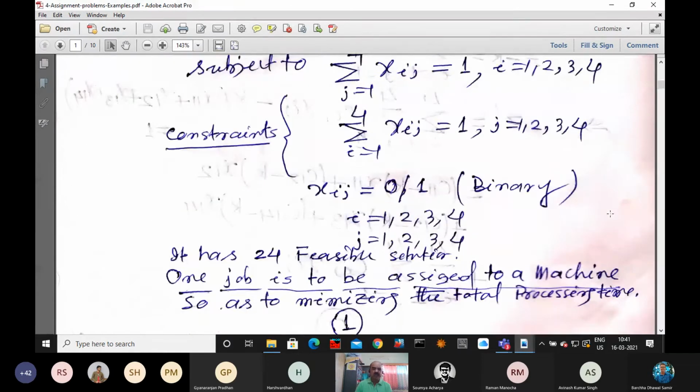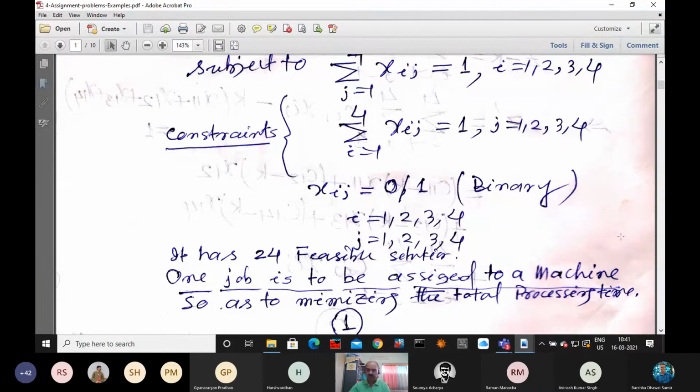I have already mentioned, since our assignment matrix is of size 4 by 4, it has 24 feasible solutions. Out of the 24 feasible solutions, a few will be optimal. That also we will search. And these decision variables xij are all binary, meaning either 0 or 1.